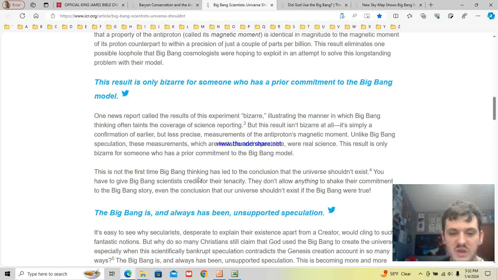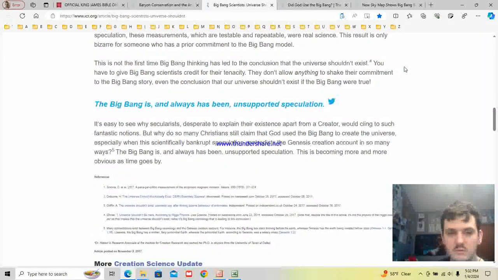This is not the first time Big Bang thinking has led to a conclusion that the universe shouldn't exist. You have to give the Big Bang scientists credit for their tenacity. They don't allow anything to shake their commitment to their Big Bang story, even the conclusion that the universe shouldn't exist if the Big Bang were true. The Big Bang has always been unsupported speculation.